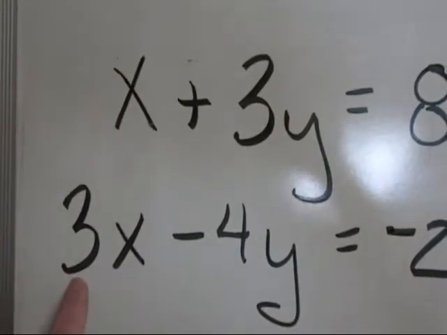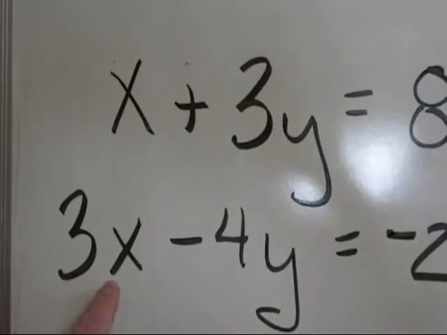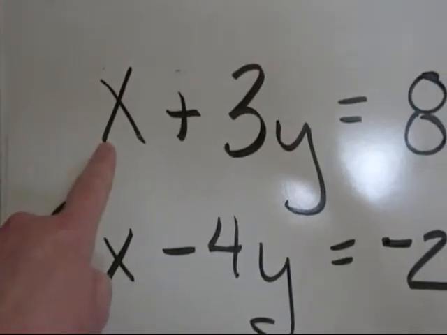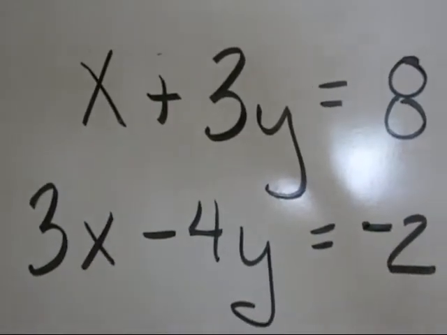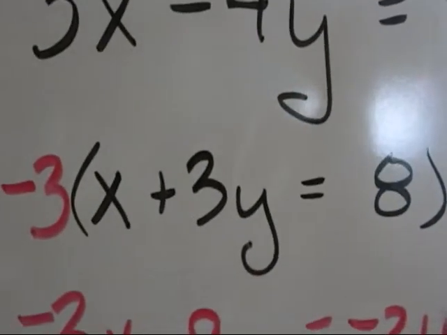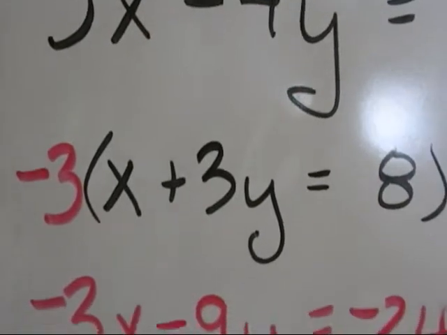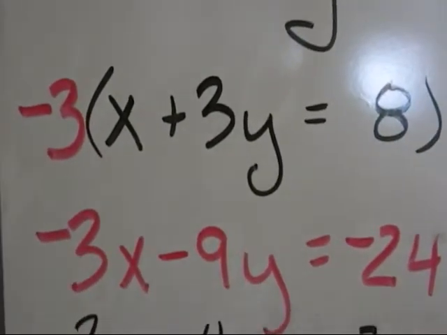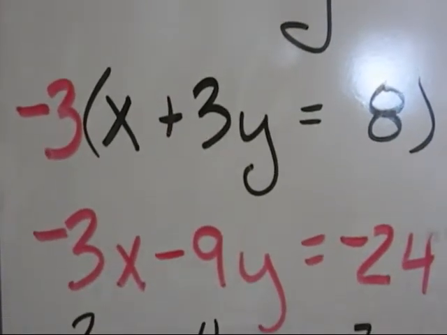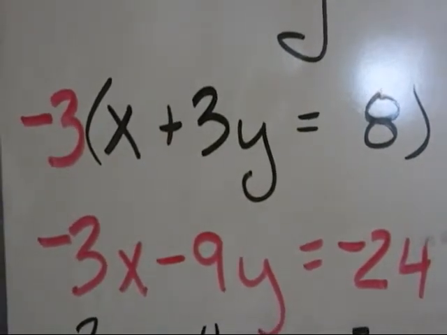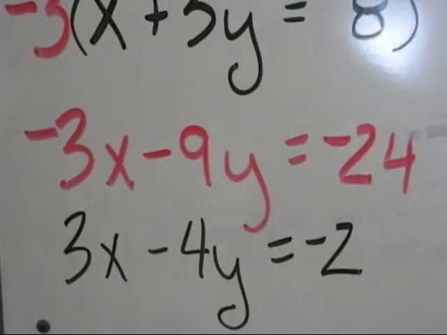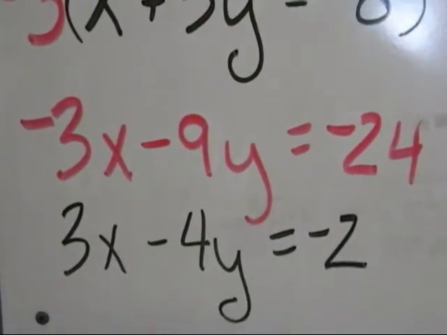Because this is a positive 3 on the x term, I want to turn this one into a negative 3 on the x term, which means we're going to multiply this entire equation by negative 3. Negative 3 times x is negative 3x. Negative 3 multiplied by 3y is negative 9y. And negative 3 times 8 is negative 24. Now bring down the second equation as it was. 3x minus 4y equals negative 2.